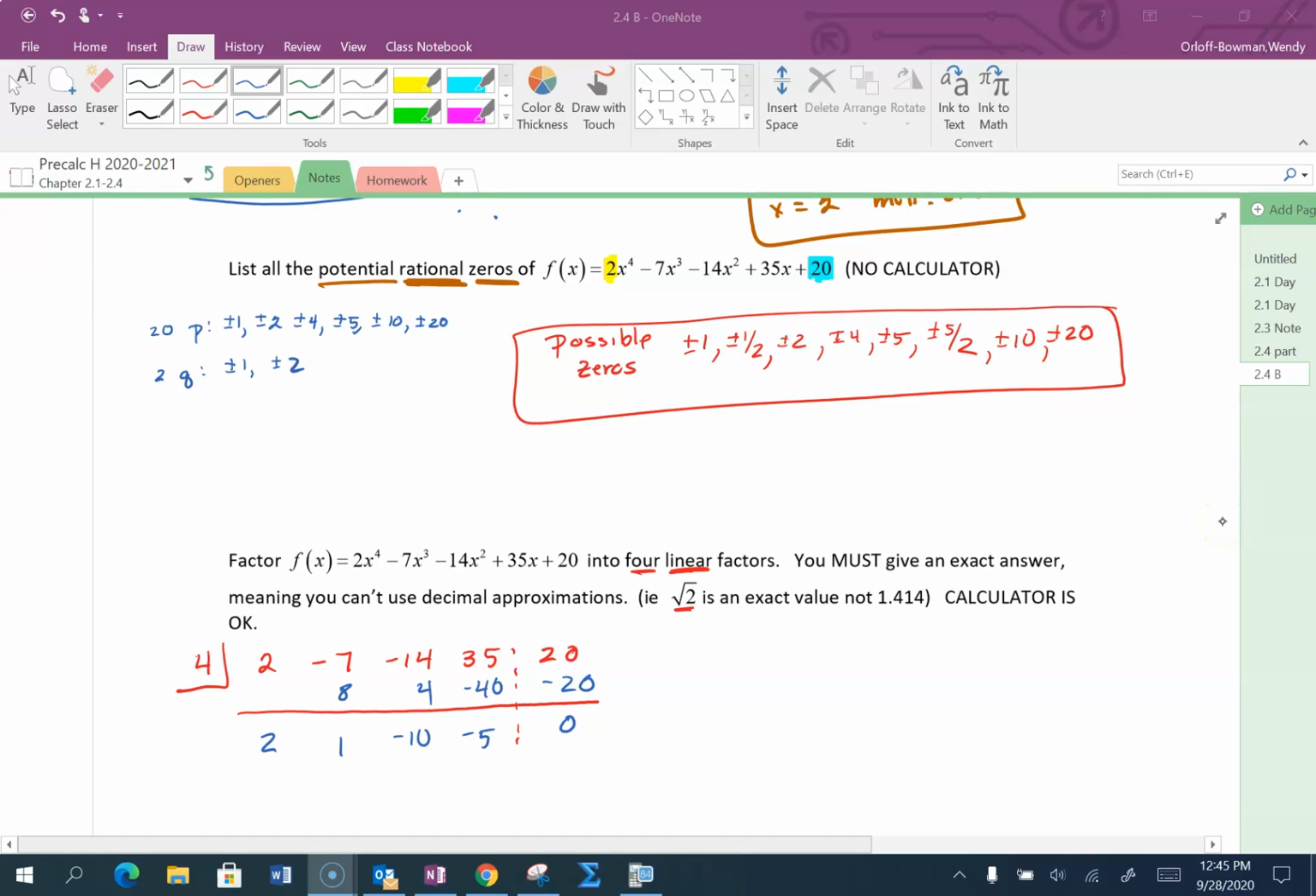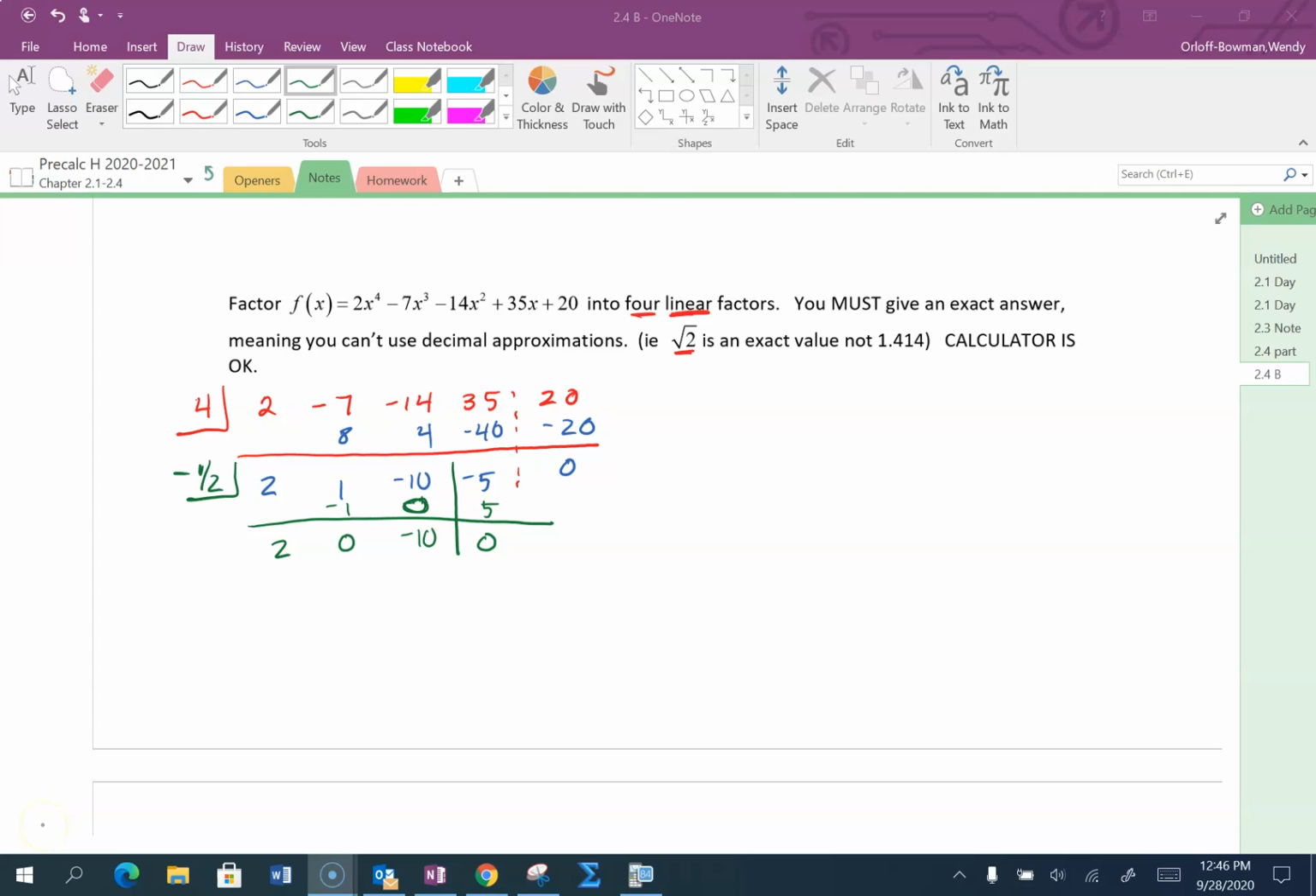All right, now I'd like you to do the synthetic division. Continue from here and go ahead and use -1/2 and follow through with your synthetic division. Pause the video. So that's confirmed. So I'm going to take a moment here. We know we have these as zeros.